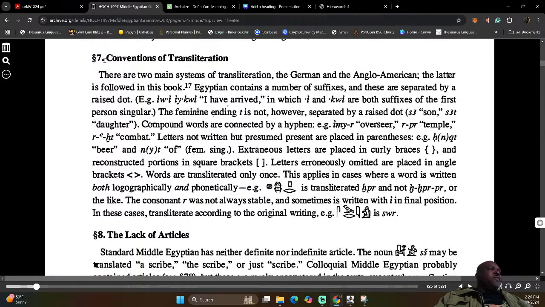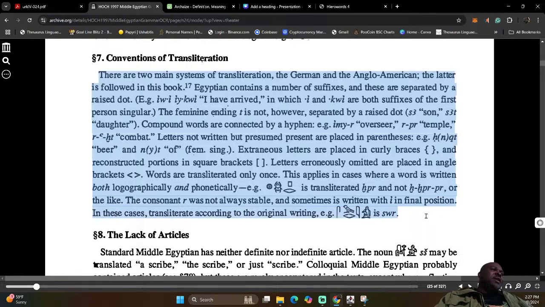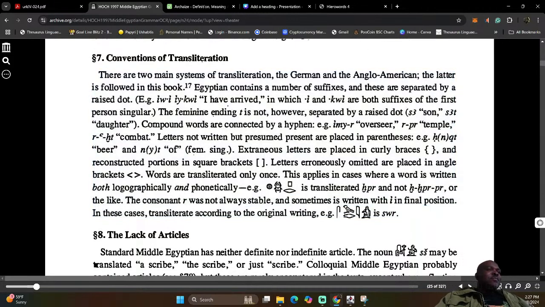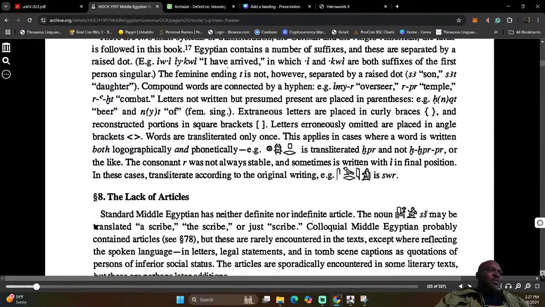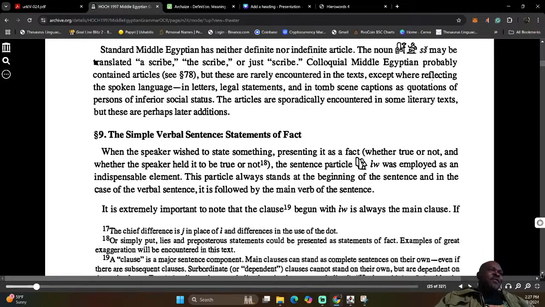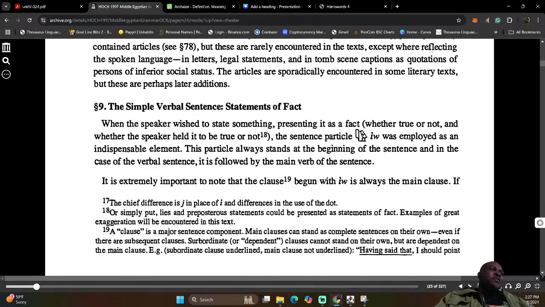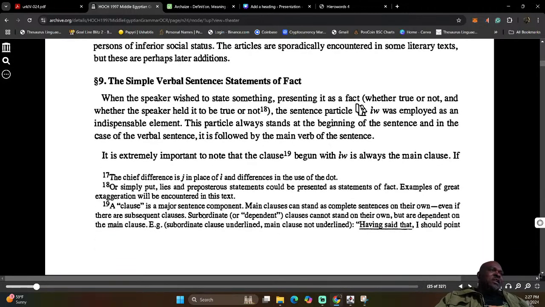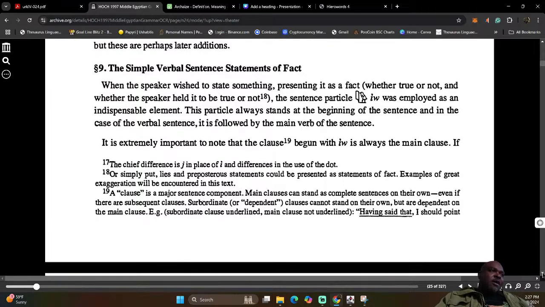Look, conventions of transliteration. You can read all of these. I'm not about to read all of these, but that's why I'm encouraging you to read the book. The lack of articles, you can read that. It ain't no definite articles, basically. So you don't have to say the, you can inject the. Or, the simple verbal sentence is a statement of fact. This is what I be trying to tell people. I didn't make that up.